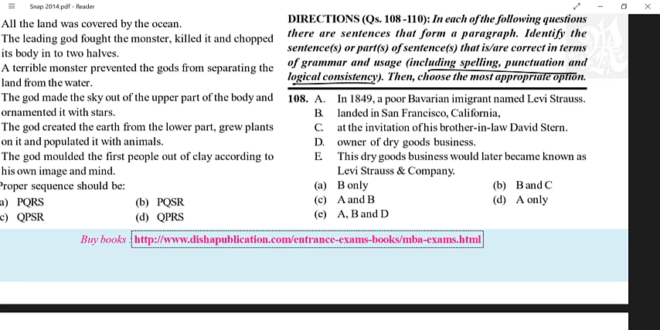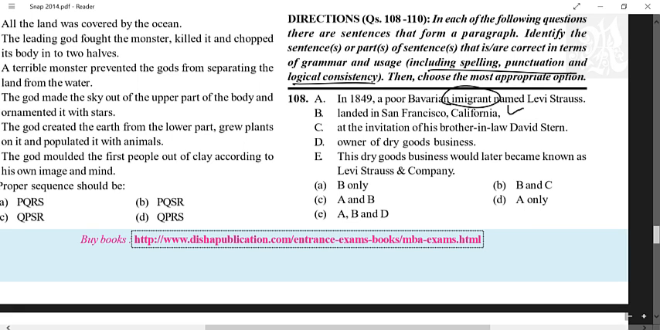"1847, a poor Bavarian immigrant." Spelling is incorrect. It should be double M. "Landed in San Francisco, California." I don't think there's a mistake here, so all good. "At the invitation of brother-in-law": there's a comma missing here because when you address somebody, you've got to have a comma. "David Stern", again a comma, because again the address is "owner of dry goods business".